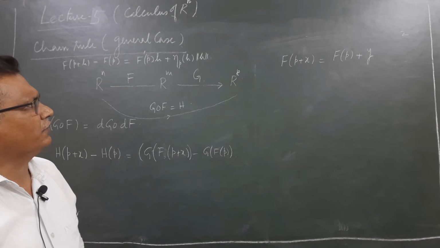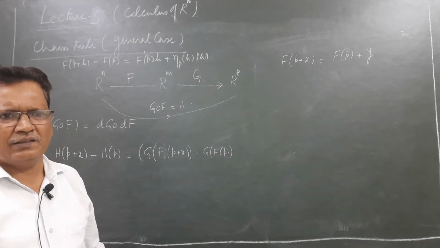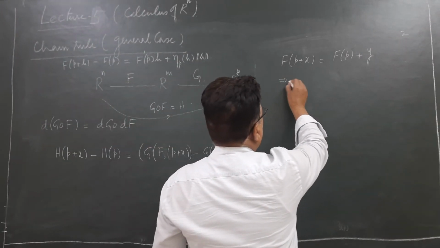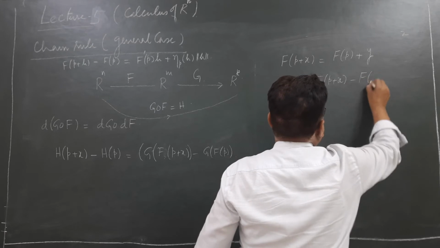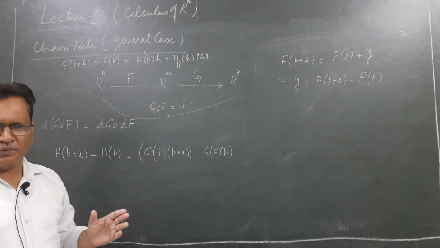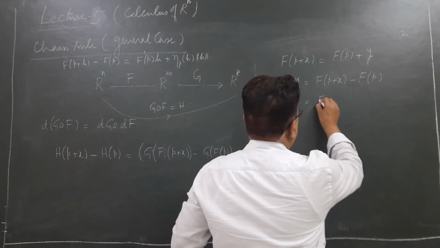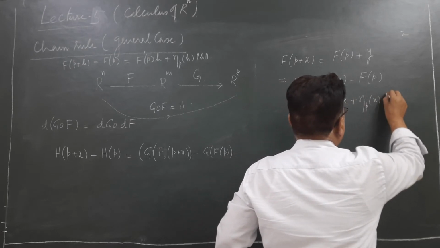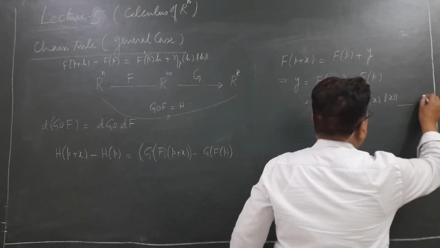If it were linear, we would have written it as f of p plus f of x, but we do not know what comes out. It can also be a subtraction, y may be positive, may be negative. So y equals f of p plus x minus f of p. And since f is assumed to be differentiable at p, this will satisfy the equality: it equals f dash p into x plus eta p of x into norm of x. This is relation number 1.